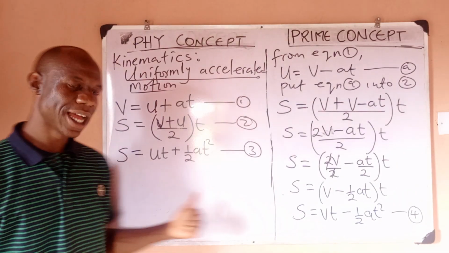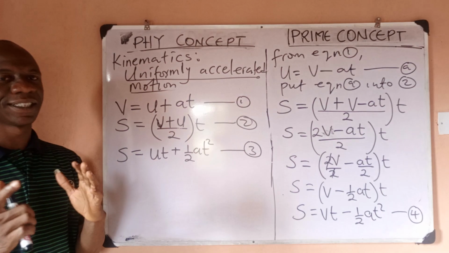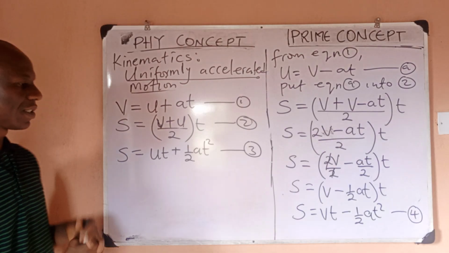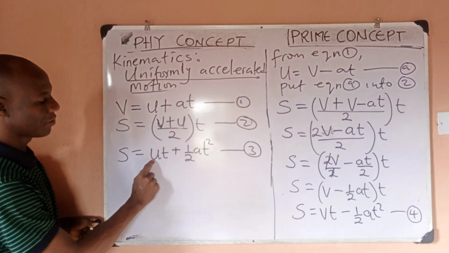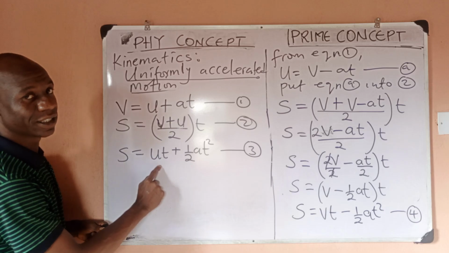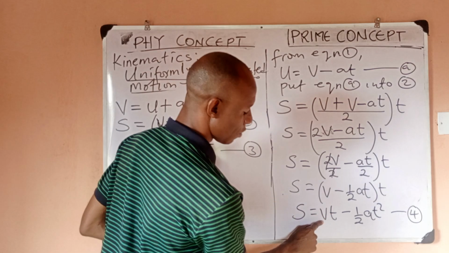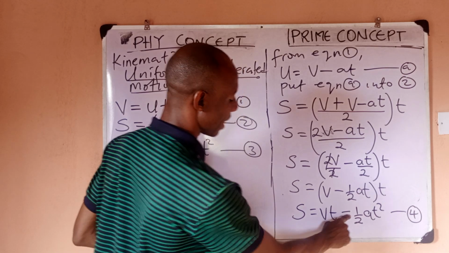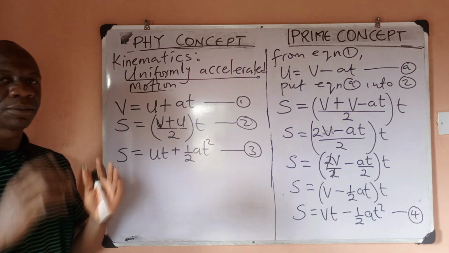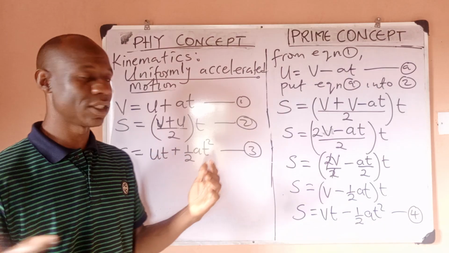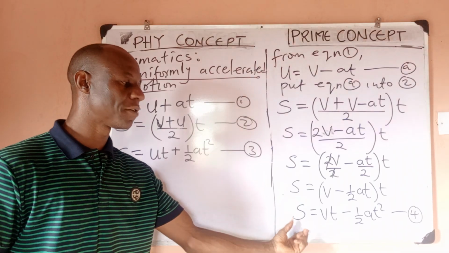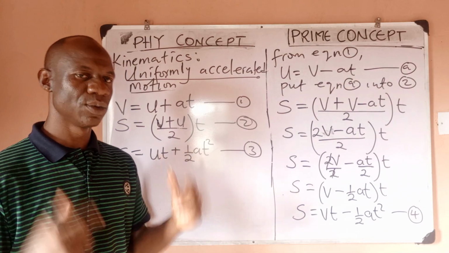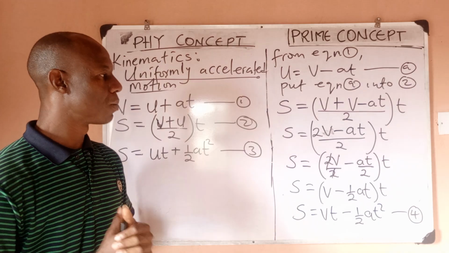Equation 4 and equation 3 are not the same, but remember they can solve the same problems. The difference is that in equation 3 we have u, which is initial velocity. In equation 4 we have what? v, which is final velocity, and this is a subtraction, a minus, while the other is an addition. So don't mix these 2 equations. I understand a lot of students are not familiar with this, but it is another equation of motion, and you will see how we can use it to solve problems.